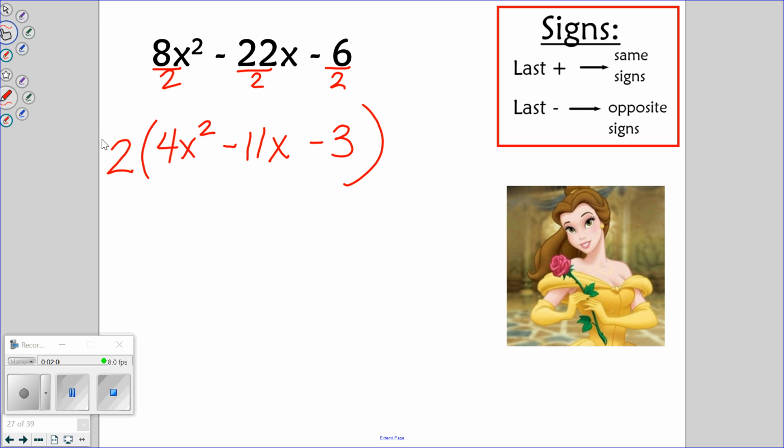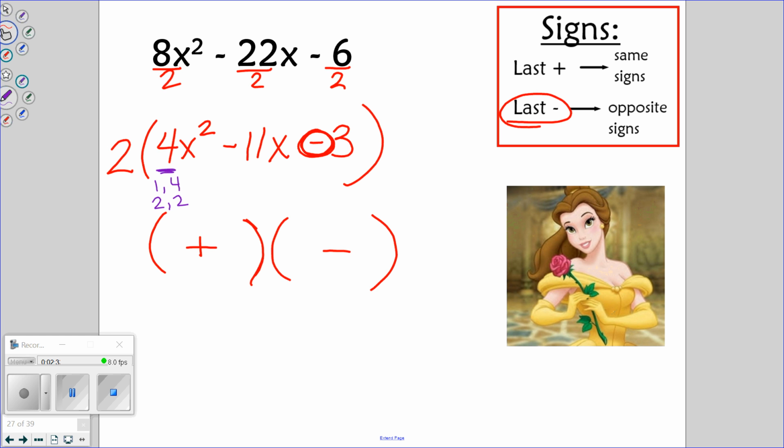Okay, yesterday we set up our two parentheses. We filled in our signs. So my last one is negative. Last one's negative. That means my signs in my parentheses are opposite. So one's a plus, one's a minus. Okay, and then we wrote down our options for A. So what do you multiply to get a 4? 1 and 4, 2 and 2. I stressed having nice ordered lists yesterday. And we write down our options for C. What do you multiply to get a 3? Those are my numbers that I'm working with to try to get this thing to factor out.